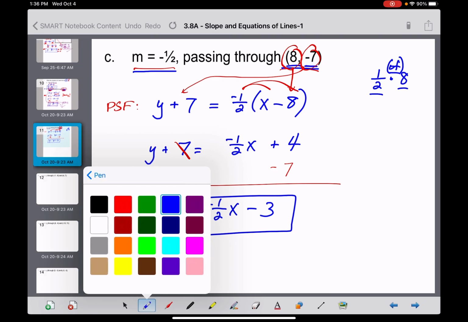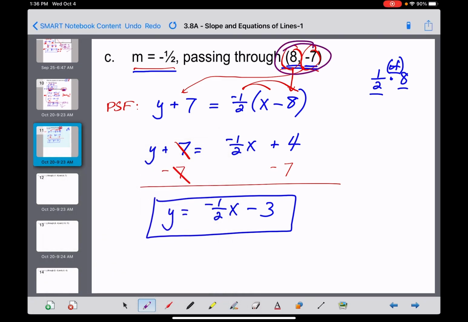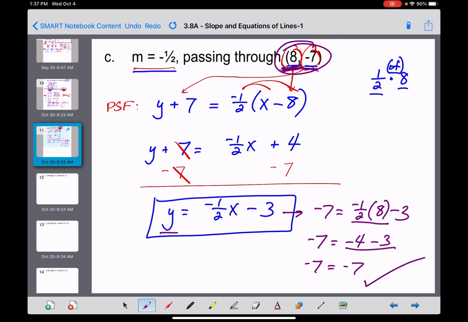How would I test this answer? Yet again, I would take this ordered pair and plug it into this equation. Our y value here is going to be negative 7. That should equal negative 1/2 times an x value of 8, minus 3 at the end of all that. Let's clean it up. Negative 7 equals, okay, half of 8 is 4, so negative 1/2 of 8 is negative 4, then minus 3, and negative 4 minus 3 is negative 7. So check, feeling really good about this one too, so there's my answer to example C.